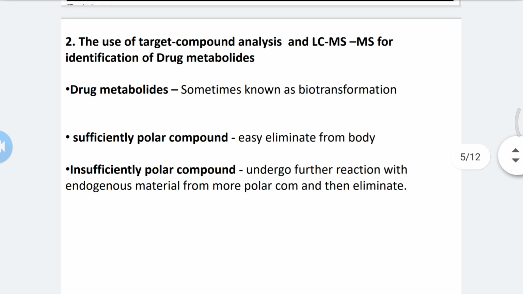So the degradation or fragmentation of compounds is used for target compound analysis and LC-MS/MS identification of these fragmented molecules, using APCI as well as ESI, electrospray ionization, interfaces. First we extract this degradation product by HPLC and then apply this for identification of drug metabolites.